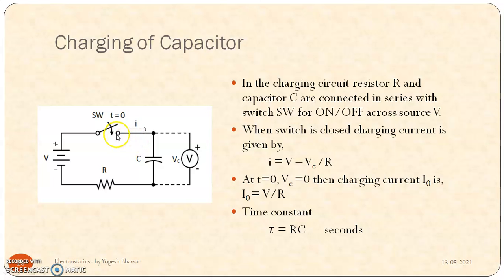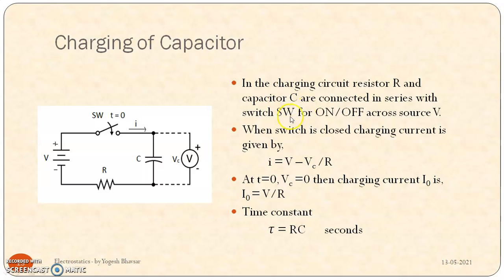As soon as we close the switch, this capacitor will start accumulating charges. On one side there will be positive charges and on the other side negative charges, and this capacitor will charge up to the source voltage. That means we can say the capacitor is fully charged whenever the voltage across the capacitor Vc is equal to V. This is the condition at which the capacitor is fully charged, right? Let us say initially the capacitor is discharged, right?